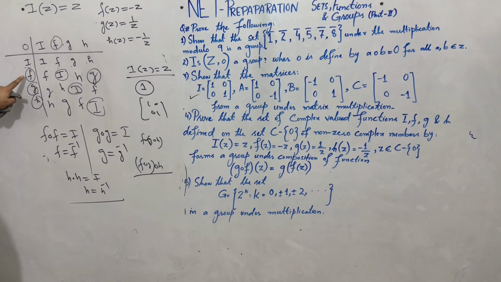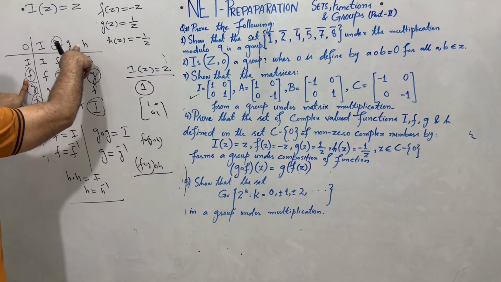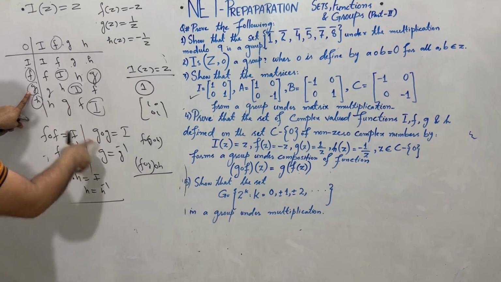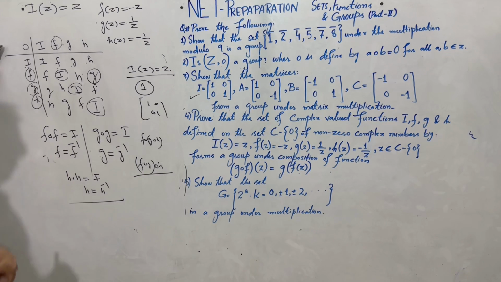Let's see. F G, we will get H. What about G F? We will get H. They are commutative as well. One can verify.